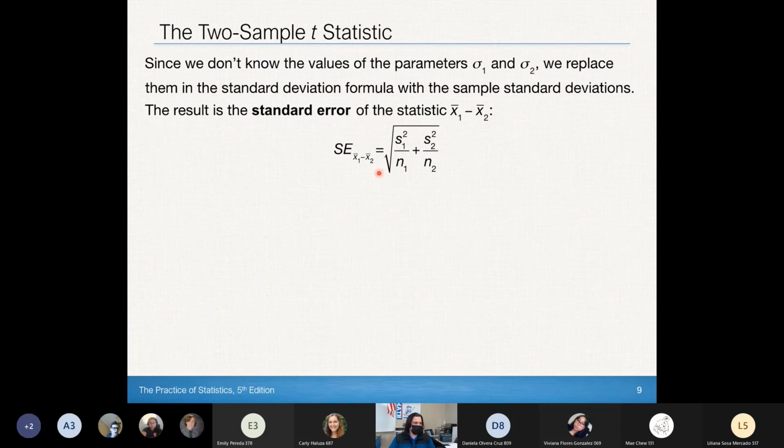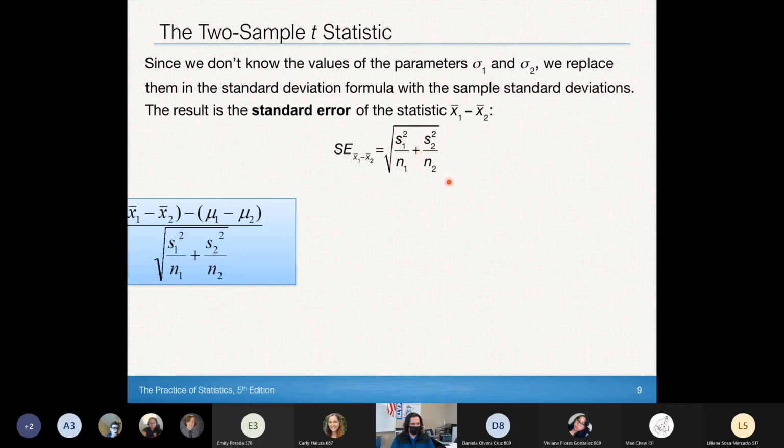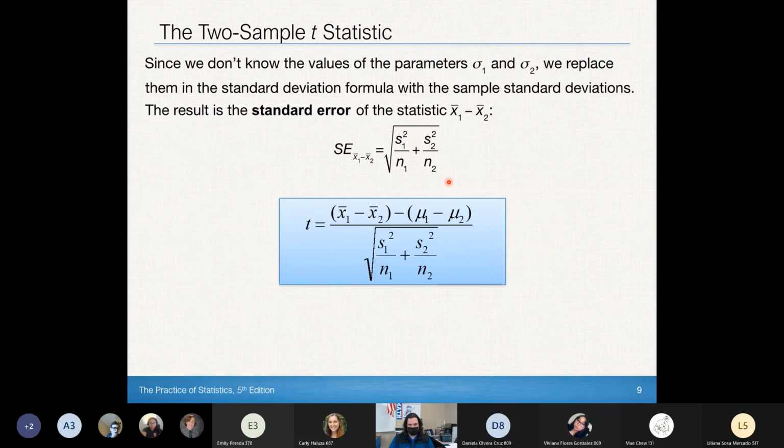All right, and we get the following formula. The standard error of x bar 1 minus x bar 2 is equal to the square root of the variance of sample 1 divided by n1 plus the variance of sample 2 divided by n2. And then we get our t statistic. t is equal to x bar 1 minus x bar 2, the statistic, minus mu1 minus mu2, our parameter, divided by the standard error, or the standard deviation of the statistic.